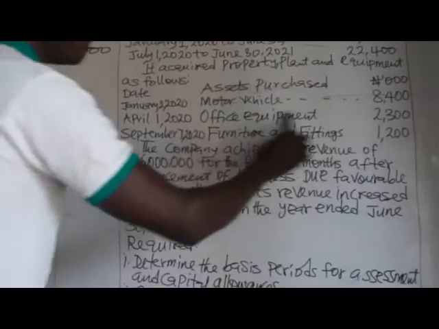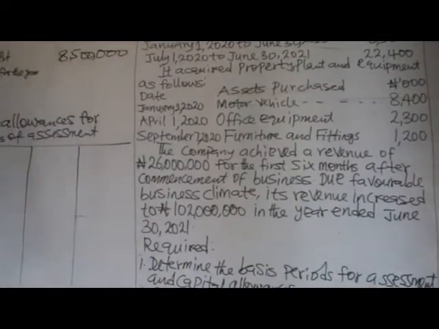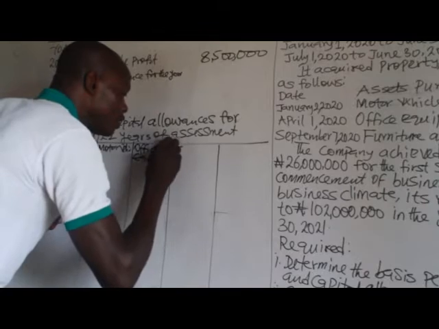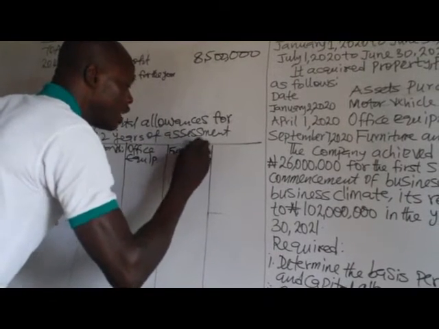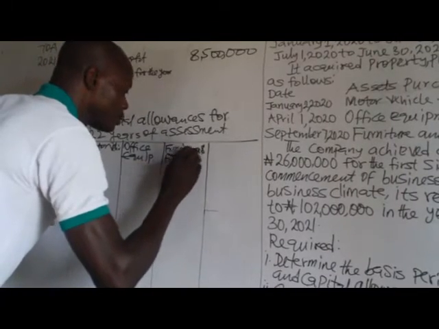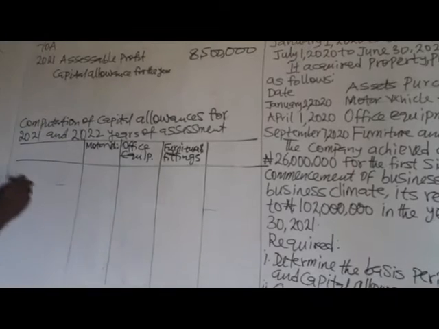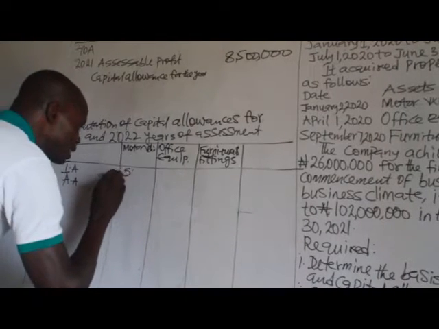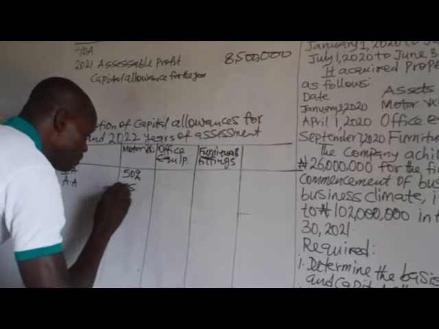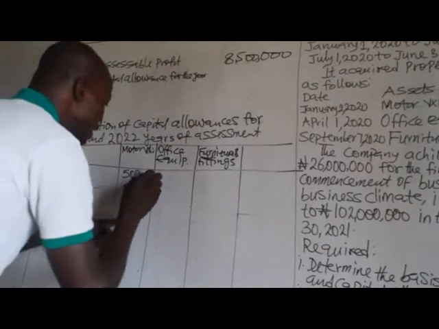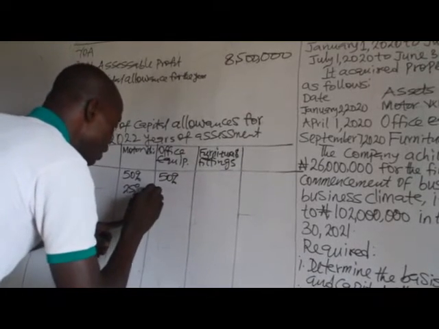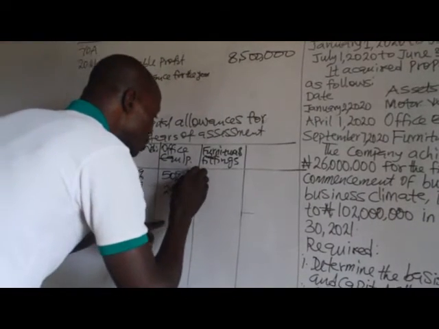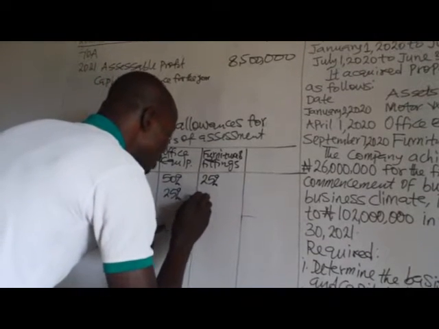Then we also have office equipment and furniture and fittings. So we have the initial allowance rate and the annual allowance. For motor vehicle, initial allowance is 50%, annual allowance is 25%. For office equipment, initial allowance is 50%, annual allowance is 25%. For furniture and fittings, initial allowance rate is 25%, while annual allowance rate is 20%.